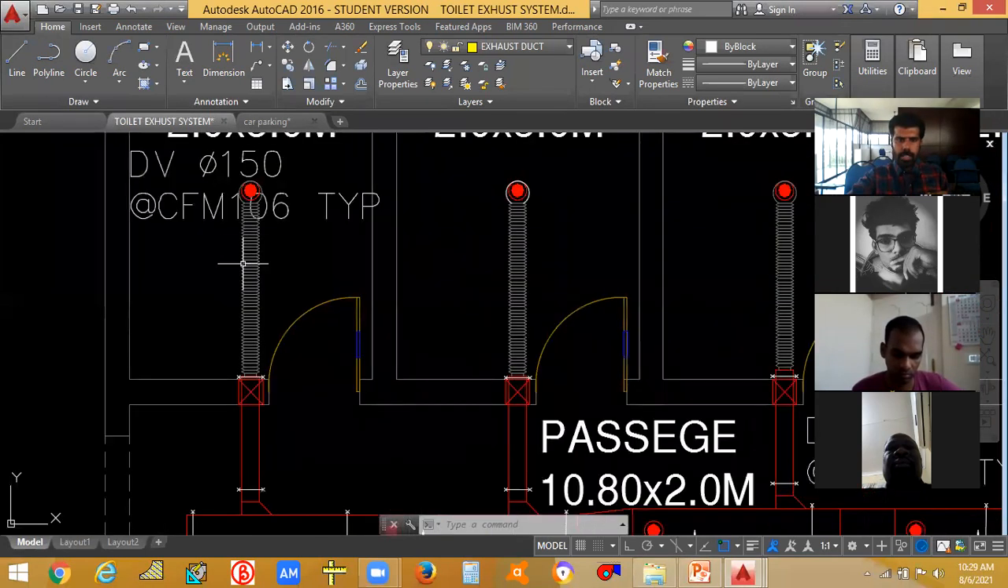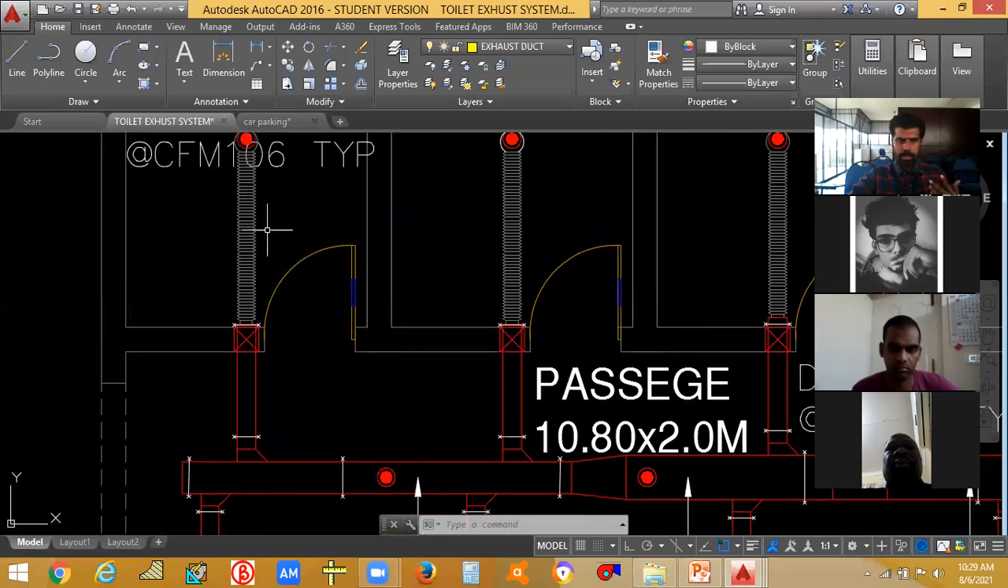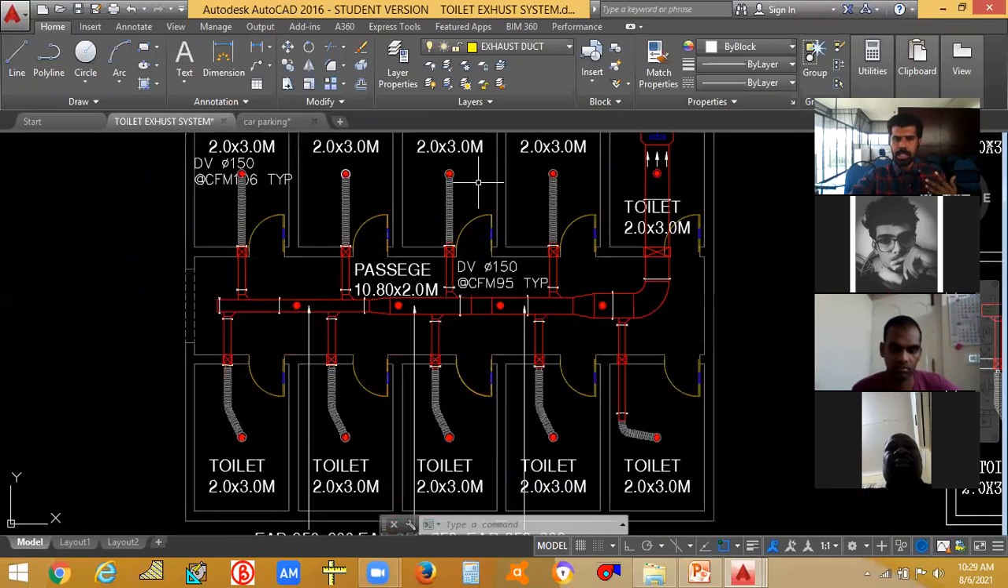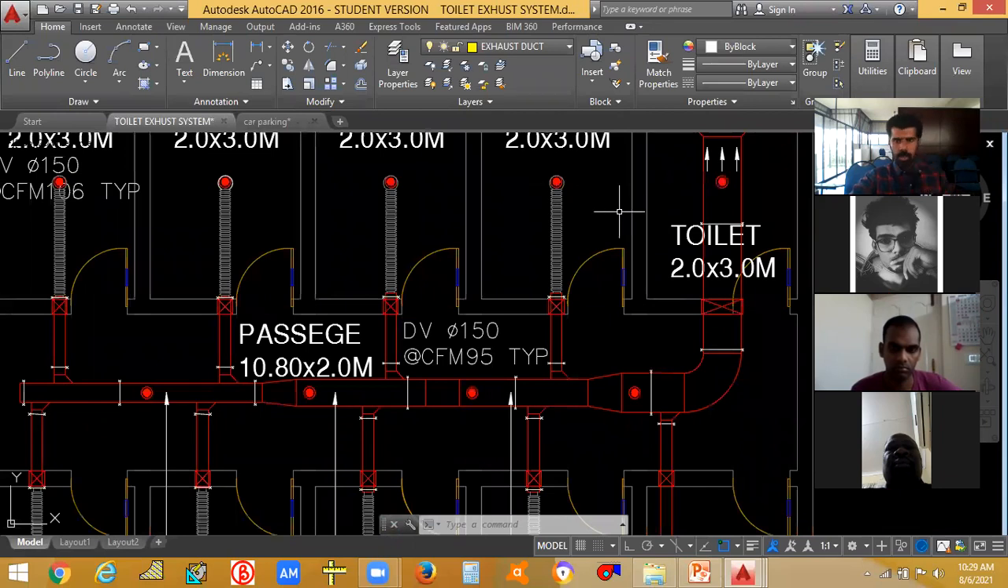If you are not giving this flexible duct also, no problem. We can give the duct directly. Okay, it is not necessary that you need to give this flexible duct.